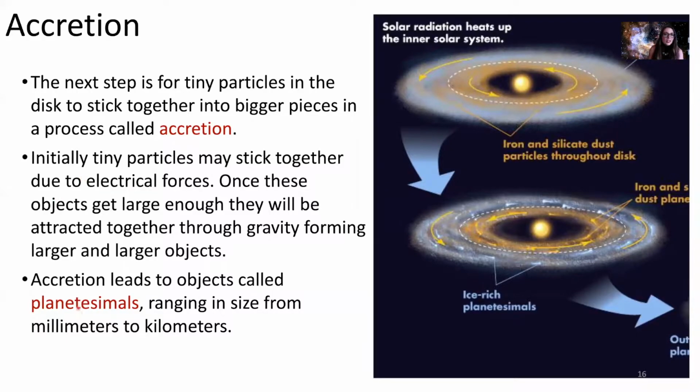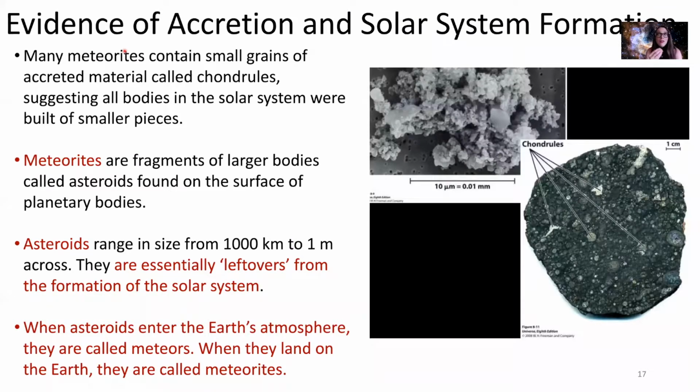So accretion leads to objects that we call planetesimals. Planetesimals are baby planets. These planetesimals range in size from millimeters to kilometers. And these planetesimals are what eventually become planets, or if they don't grow large enough, they become asteroids or comets. We do have evidence of this accretion process, and that evidence comes in the form of meteorites, okay?